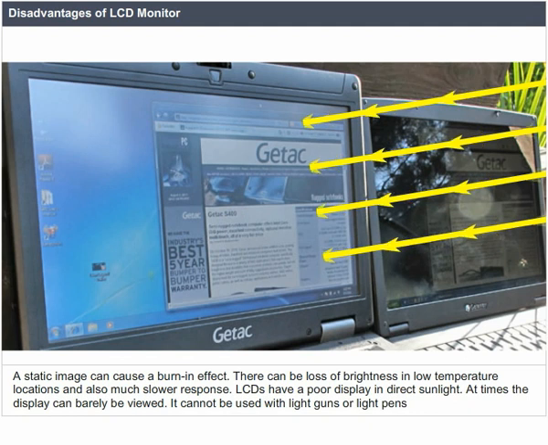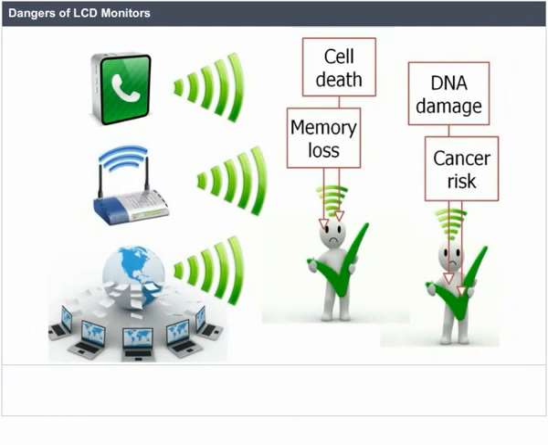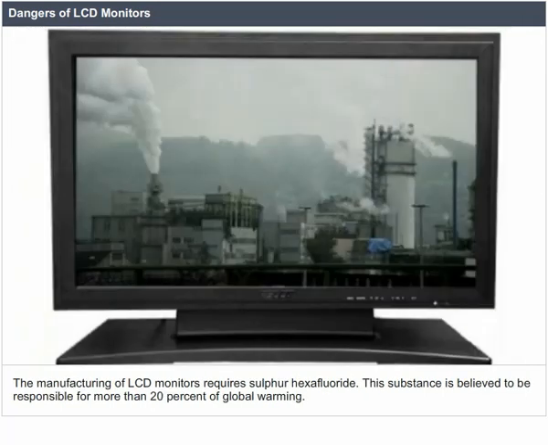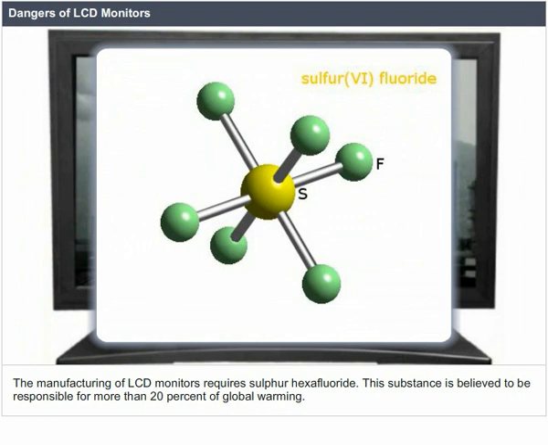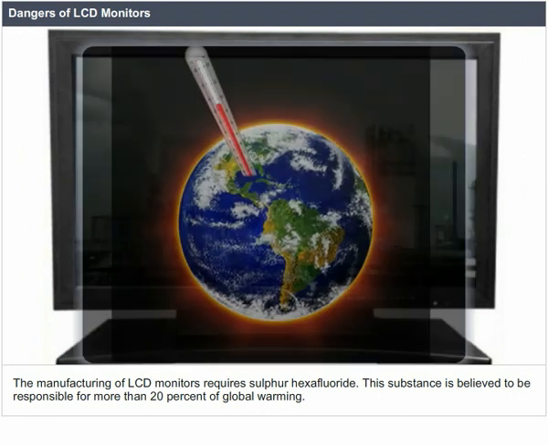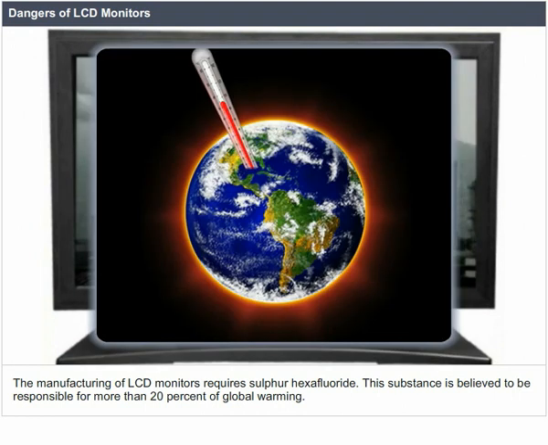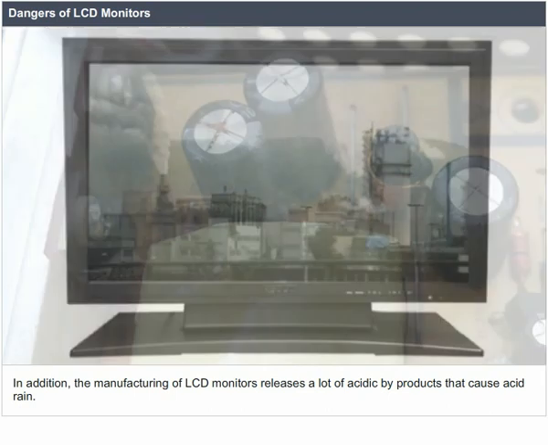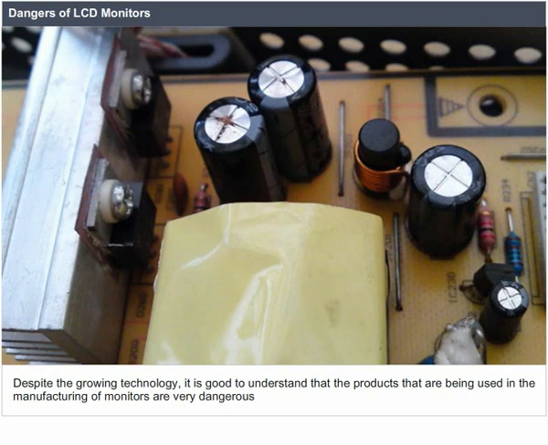Dangers of LCD monitors. Though LCD monitors do not produce radiation as a CRT monitor does, still the radiation that is emitted from an LCD monitor is enough to cause harm. The manufacturing of LCD monitors requires sulfur hexafluoride. This substance is believed to be responsible for more than 20% of global warming. In addition, the manufacturing of LCD monitors releases a lot of acidic products that cause acid rain. Despite the growing technology, it is good to understand that the products that are being used in the manufacturing of monitors can be dangerous.